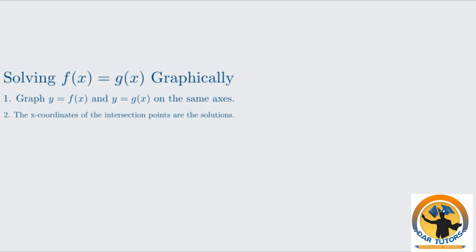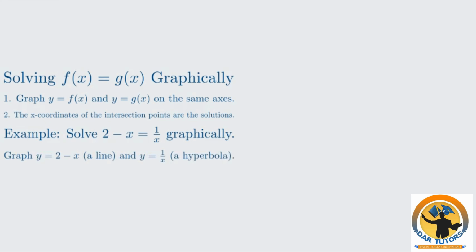Let's apply this to an example. Consider the equation 2 minus x equals 1 over x. We can split this into two functions, y equals 2 minus x, which is a straight line, and y equals 1 over x, which is a hyperbola. We'll graph both of these on the same axis. The graph of y equals 2 minus x has a y-intercept of 2 and a slope of negative 1. The graph of y equals 1 over x has vertical and horizontal asymptotes at the axes.